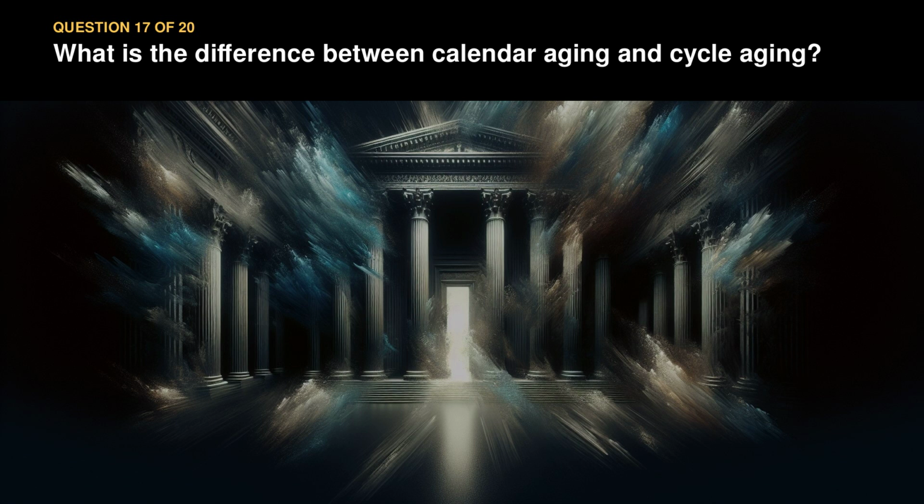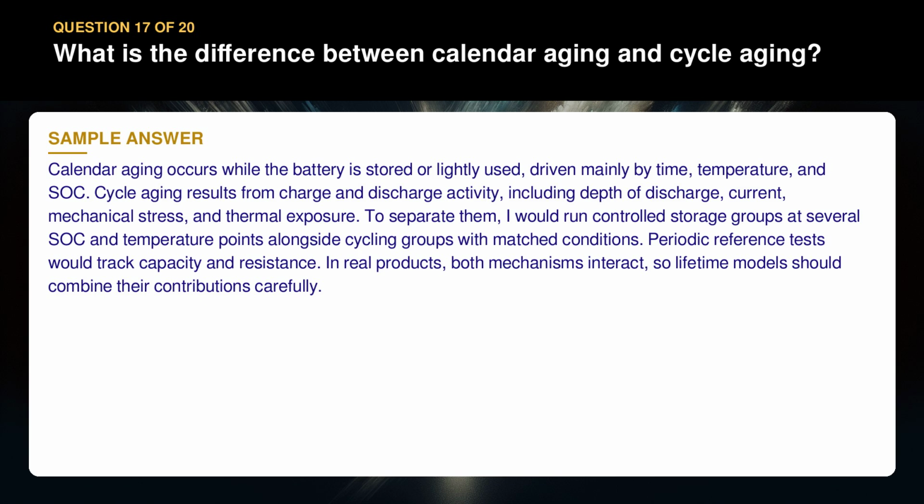Question 17. What is the difference between calendar aging and cycle aging? Calendar aging occurs while the battery is stored or lightly used, driven mainly by time, temperature, and SOC. Cycle aging results from charge and discharge activity, including depth of discharge, current, mechanical stress, and thermal exposure. To separate them, I would run controlled storage groups at several SOC and temperature points alongside cycling groups with matched conditions. Periodic reference tests would track capacity and resistance. In real products, both mechanisms interact, so lifetime models should combine their contributions carefully.